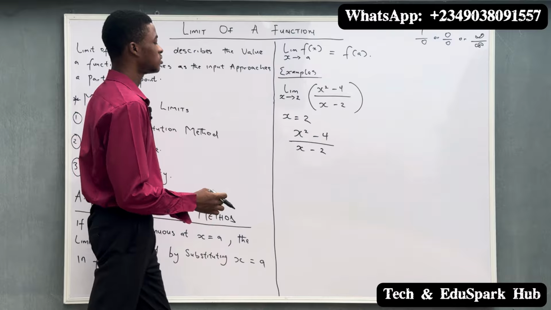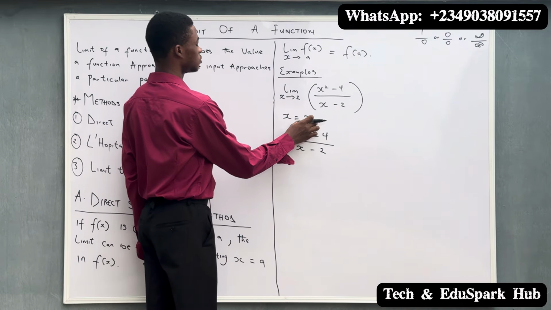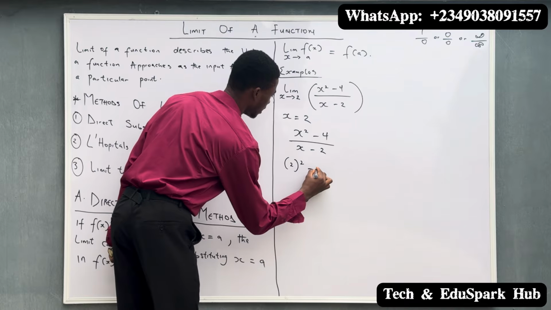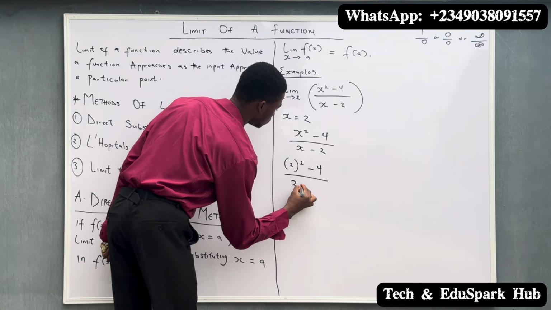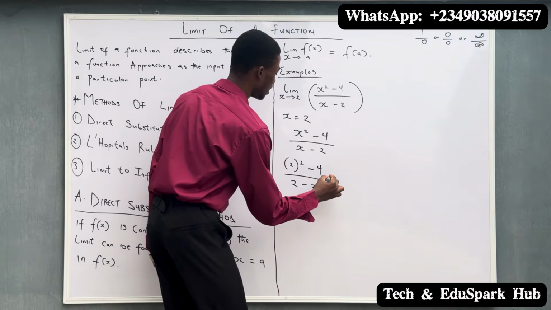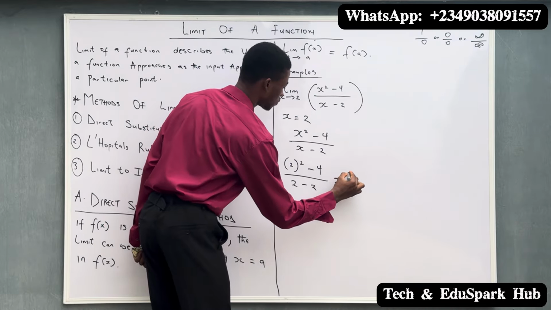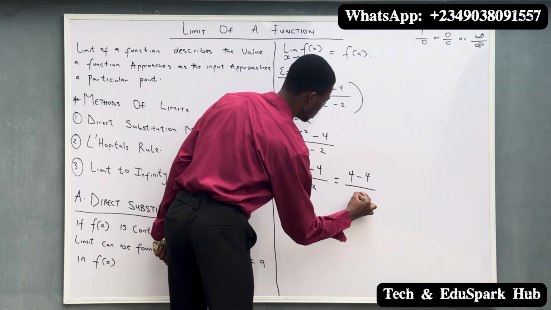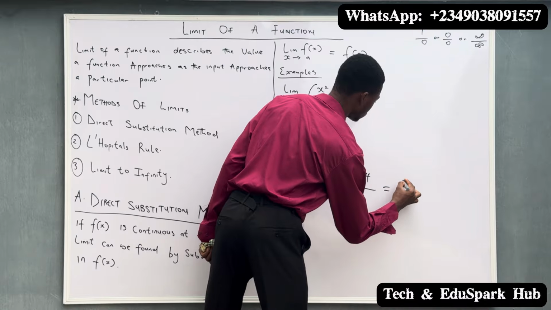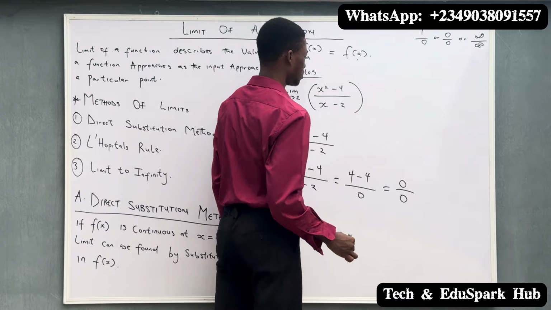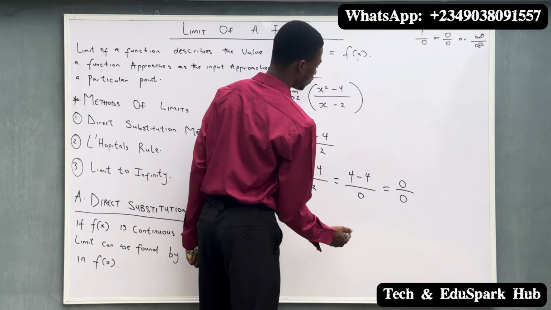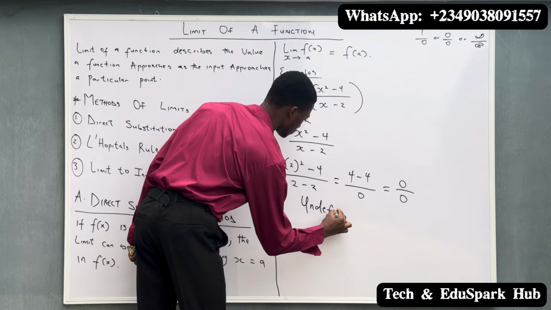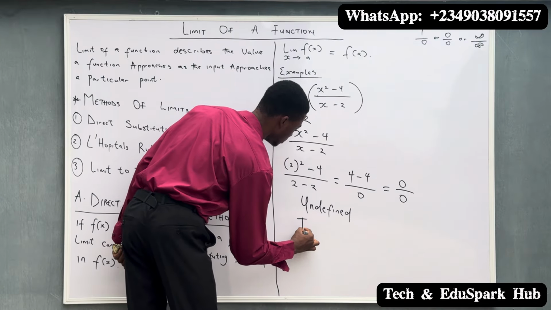Applying the direct substitution method, anywhere we see x, we will substitute it for 2. So we have 2 squared minus 4 divided by 2 minus 2. 2 squared will give us 4, so we have 4 minus 4 divided by 2 minus 2. 4 minus 4 gives 0 and 2 minus 2 also gives 0, so we have 0 divided by 0. In this case, we are going to get an undefined or indeterminate answer.